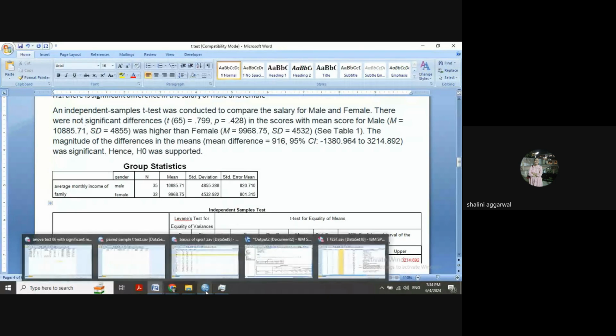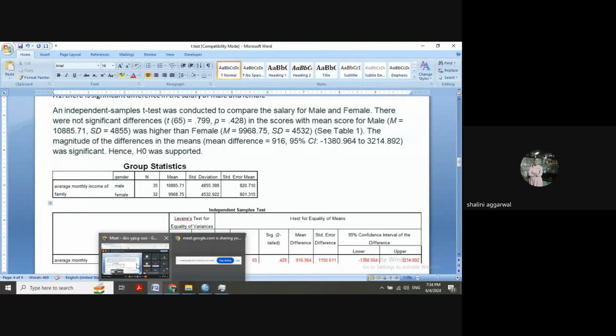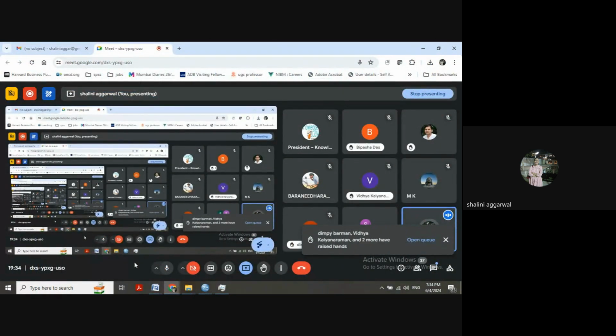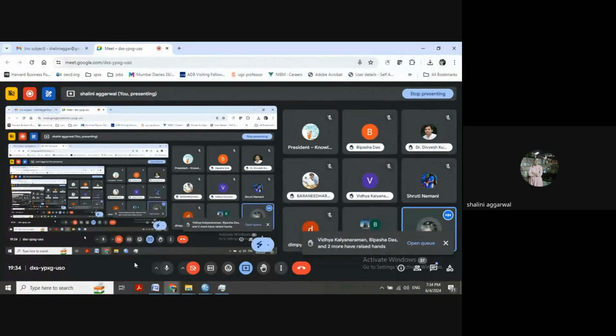I hope it is clear to all. Please raise your hands if the independent sample t-test is clear to all. Any questions? I'll send you this also, how to write this explanation when you are going to write this in your paper. I'll send all these materials to everyone. I hope it is clear. So let's move ahead with the next test.